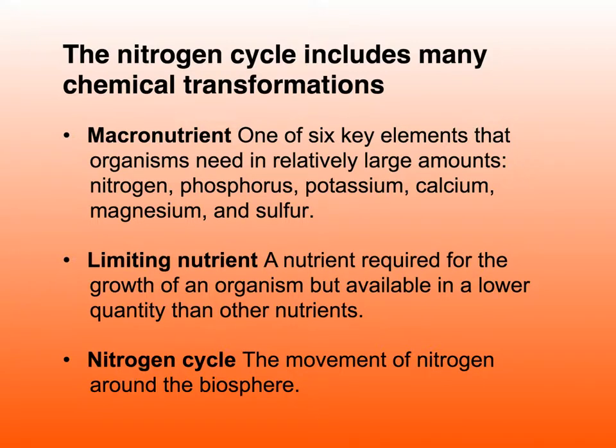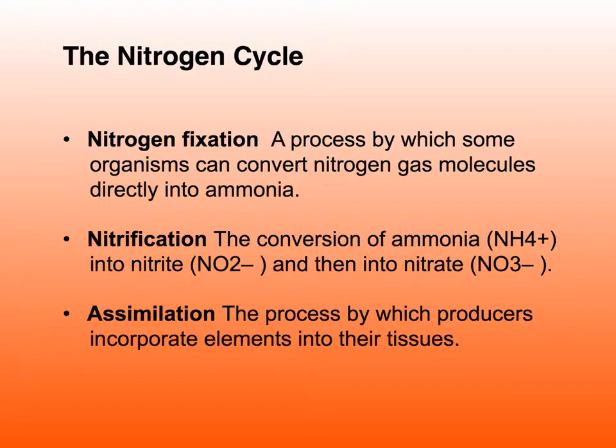Okay, and let's talk about the nitrogen cycle. This one is big. Okay, you need to know this one. Fixation of nitrogen, a process in which some organisms convert nitrogen gas molecules directly into ammonia. Okay, and this is important because it's going to eventually get assimilated into their body, right? But first, it's going to be nitrified. So nitrification, the conversion of this ammonia into nitrite and then into nitrate. Okay, so you need to know these steps. Okay, and then assimilation is when it's incorporated into their tissues. And I'll show you a little acronym for this in a little.